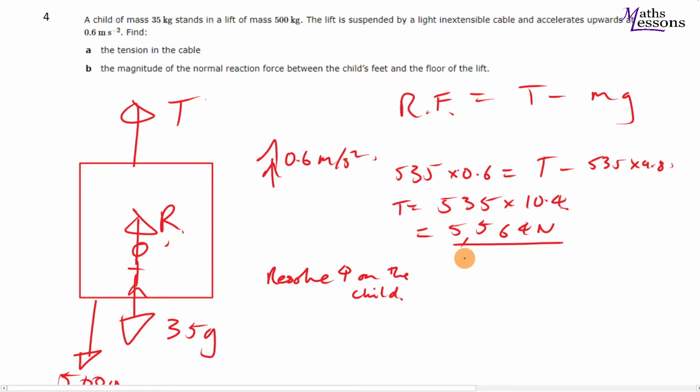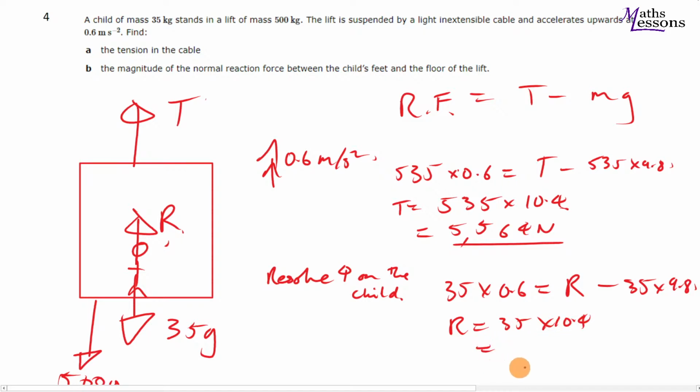Again, we're going to be accelerating, so the resultant force will equal the mass times acceleration, but the mass is now 35, and the acceleration is still 0.6 meters per second squared. This is going to be the resultant force going up minus the 35g going down, and g is 9.8. So therefore, the resultant force will equal 35 times 10.4 as well, and that comes out to be 364 newtons.